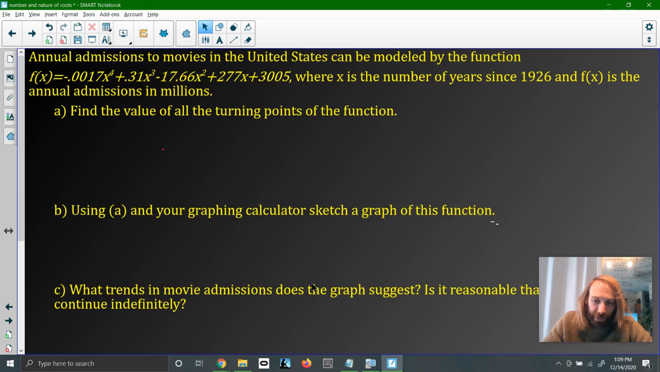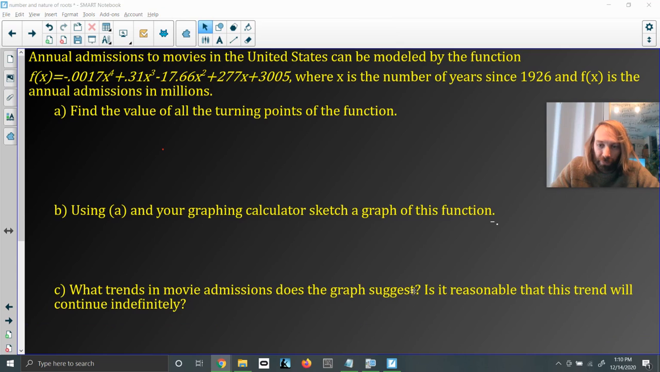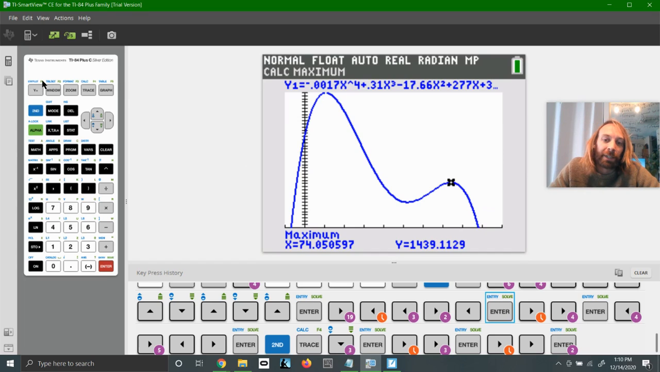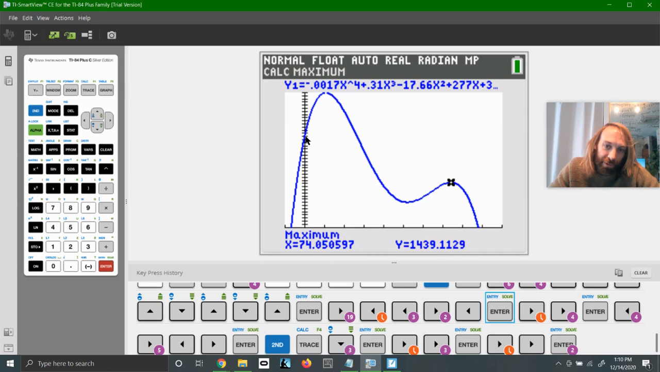And we talked about this one already when I went over the other video, but definitely it's not reasonable to think that this trend continues forever, because eventually it's going to go down into the negatives. That doesn't make sense. People are still going to go to movies. But it's basically saying people go to fewer movies as time goes on. Well, actually not forever. For a little while it went up and up and up, and then it's been going down, and then it went up again.